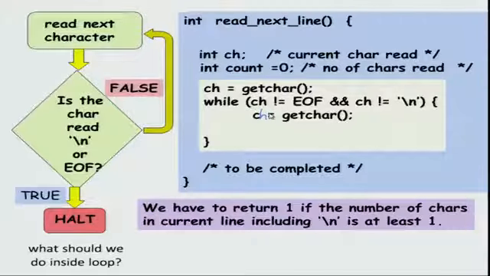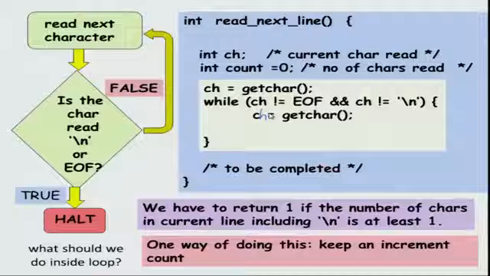Okay. So, what is this function supposed to do overall? We have to return a 1 if the number of characters in the current line that we have read is at least 1. So, if the current line contains at least a character, then we have to return 1. For example, if the user just entered a new line, which is just pressing the enter key, then it is a blank line. Okay. In that case we won't say that we have read a line, because it was a blank line. So, if there is at least one character which is neither new line nor end of file in that line, we have to return a 1, otherwise let us say we return a 0.